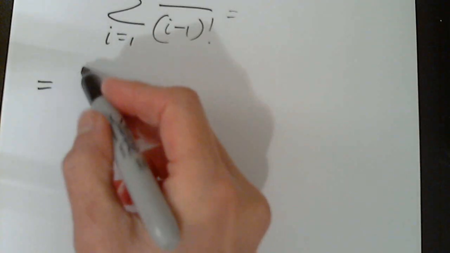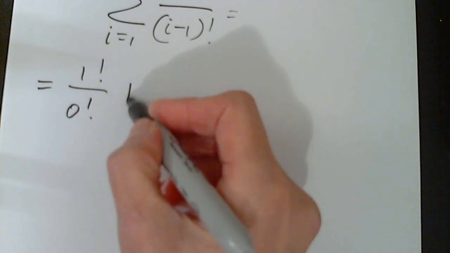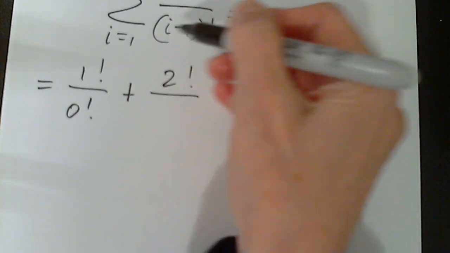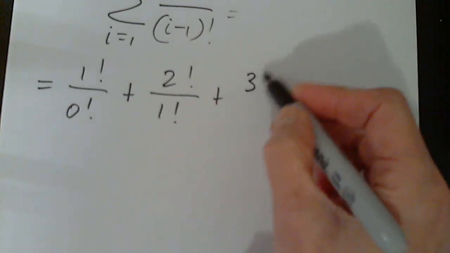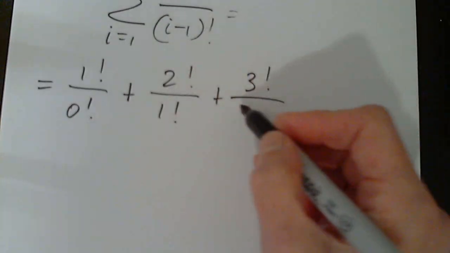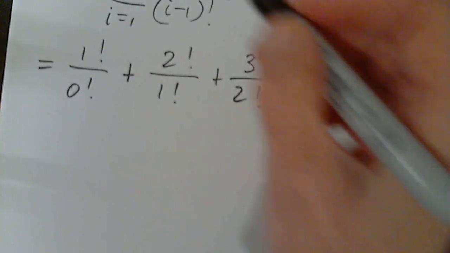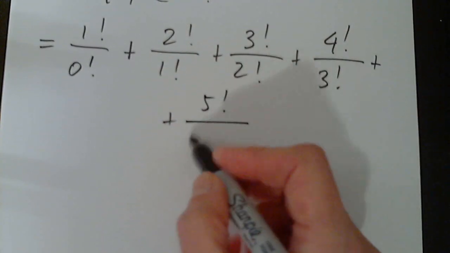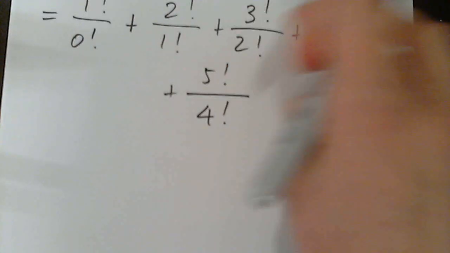When i is 1, 1 factorial over 1 minus 1, 0 factorial, plus. When i is 2, 2 factorial over 2 minus 1, which is 1 factorial, plus. When i is 3, 3 factorial over 3 minus 1, which is 2 factorial, plus. When i is 4, 4 factorial over 4 minus 1, which is 3 factorial. Finally, when i is 5, 5 factorial over 4 factorial.